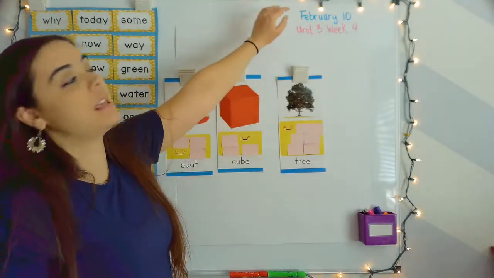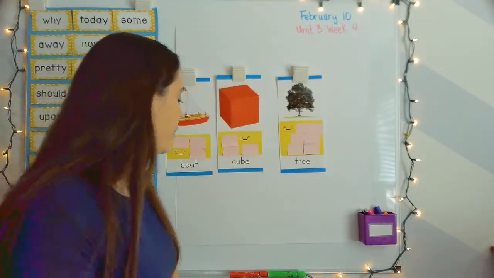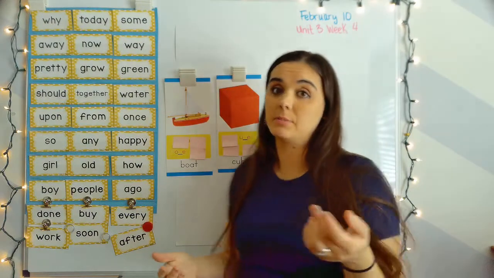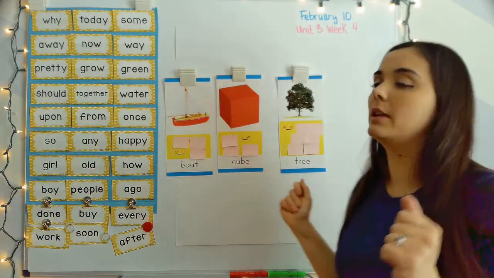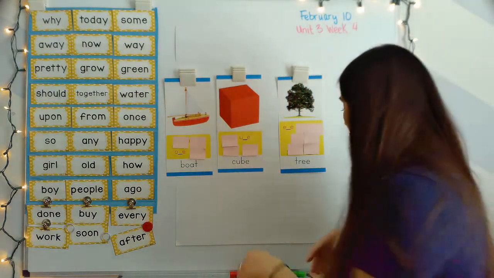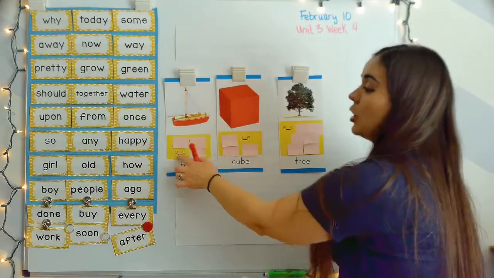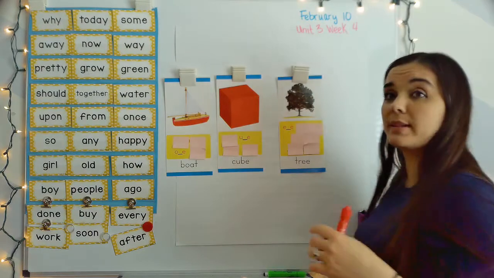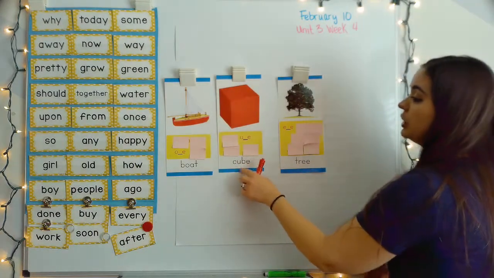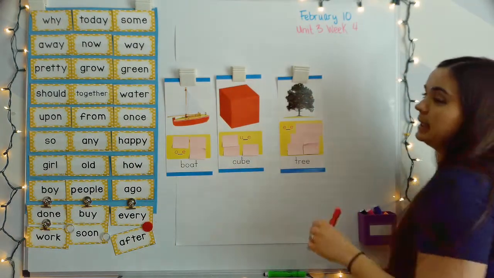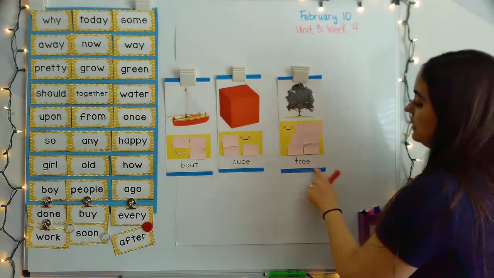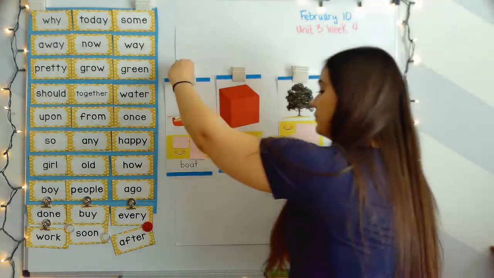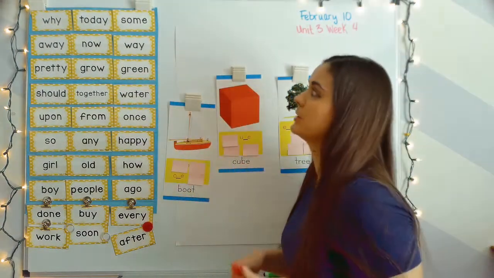Today is February 10th, and it is Unit 3, Week 4, where we are going to practice some of those long vowels that we've been learning about in Unit 3. This week, we are introducing the O blankie, the long O sound, the U blankie, which makes that long U sound, like you hear in cube, and the E blankie, which makes that long E sound that you hear in the word tree.